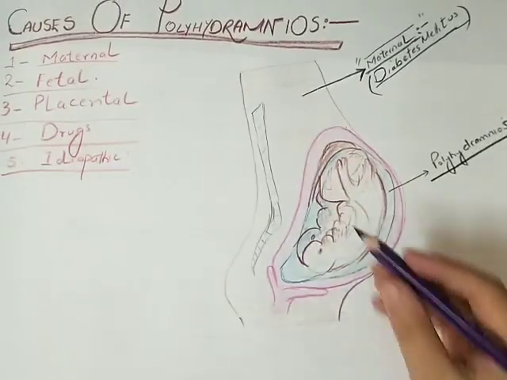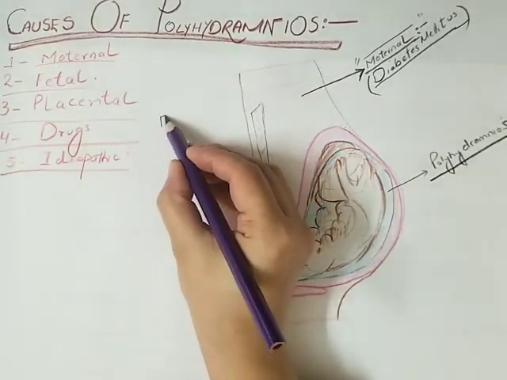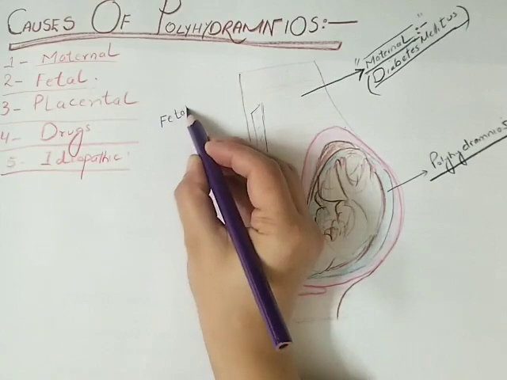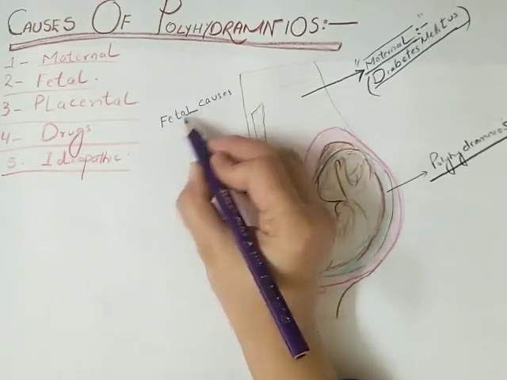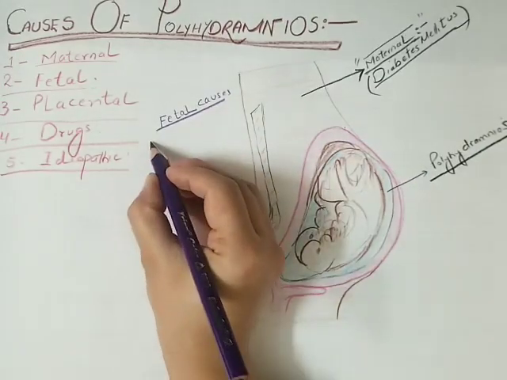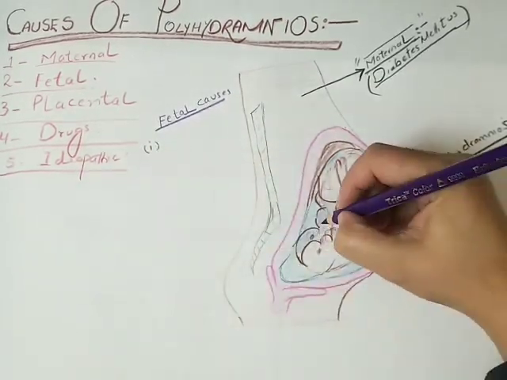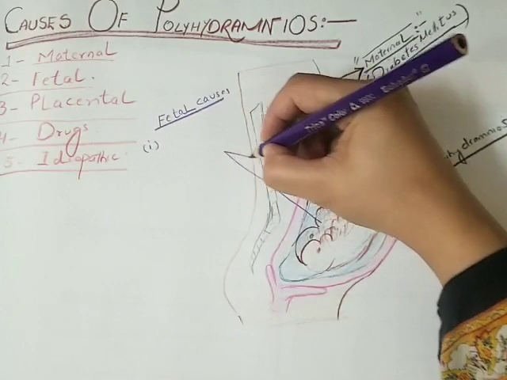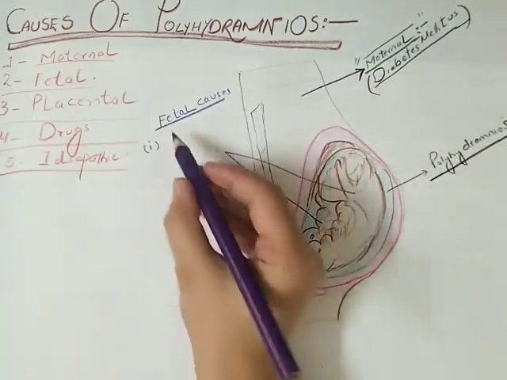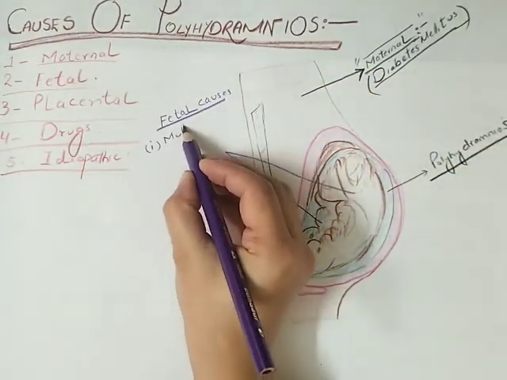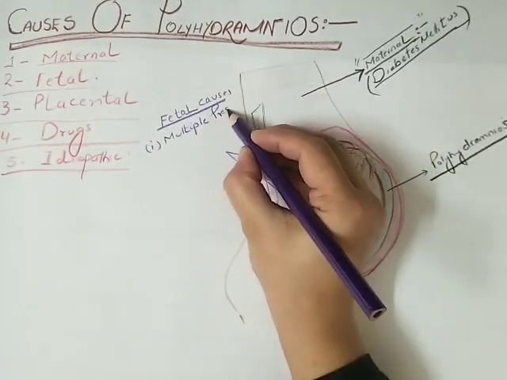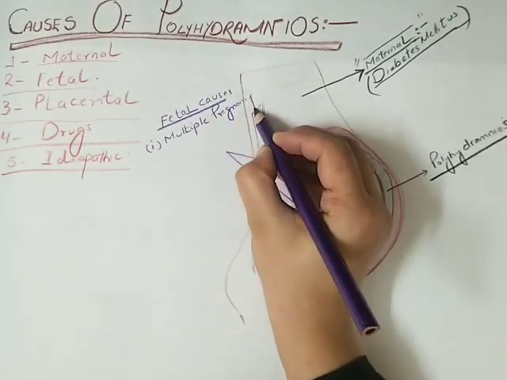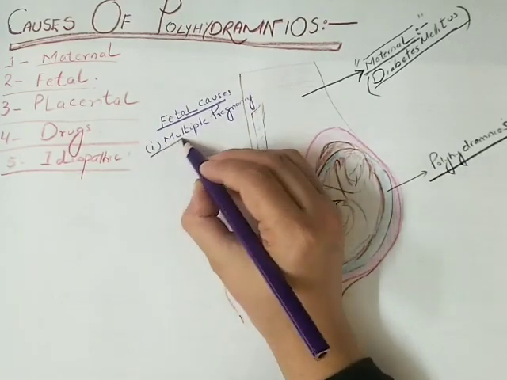Now come to the fetal causes. As we have mentioned, fetal causes are very important. Fetal causes of polyhydramnios include, first of all, multiple pregnancy. You can see that there is multiple pregnancy. Two babies are there. The first fetal cause is multiple pregnancy. We need to rule out that.